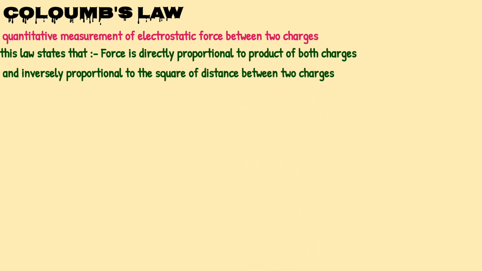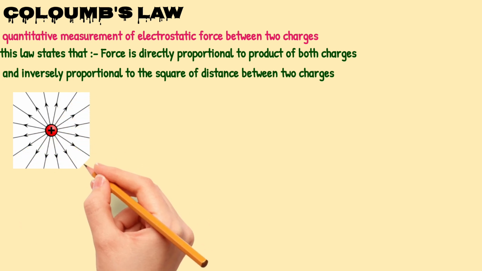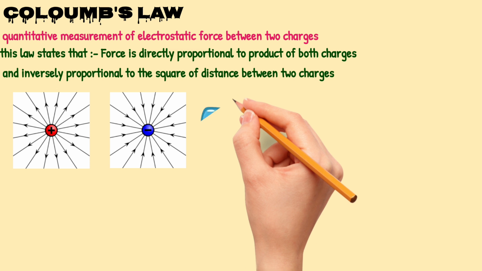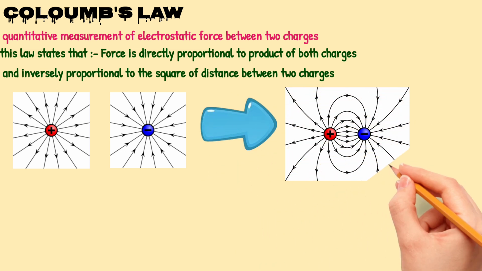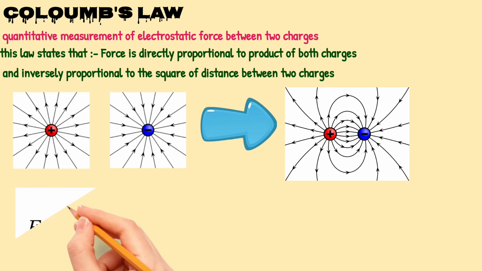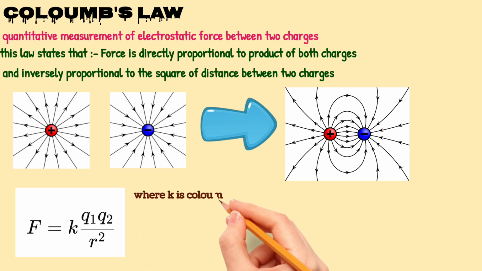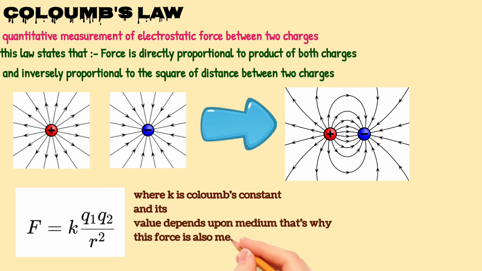Now, suppose we have two charges. One of them is positive and another one is negative. As these two charges come closer to each other, then electric fields of both of these charges will interact with each other and produce a net electric field. As a result, an electrostatic force of interaction arises between these two charges, which is equal to k q1 q2 over r square, where k is the Coulomb's constant and its value depends upon the medium. That's why this force is also a medium dependent force.